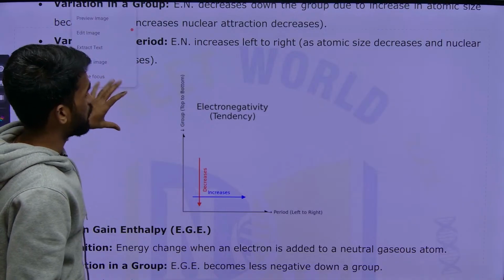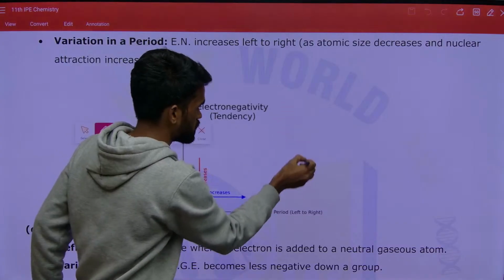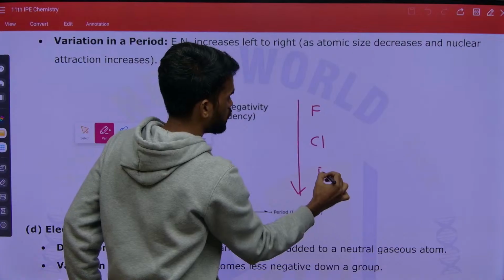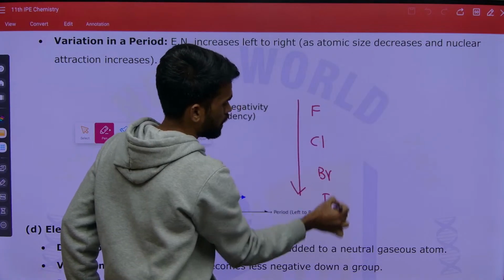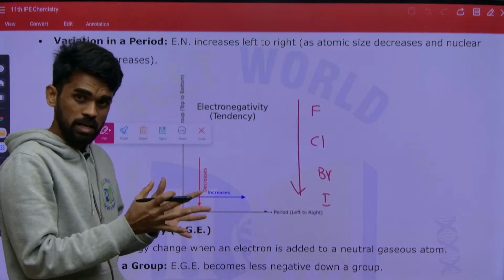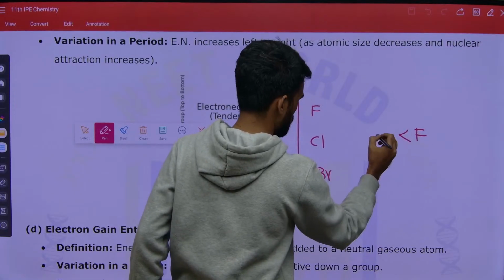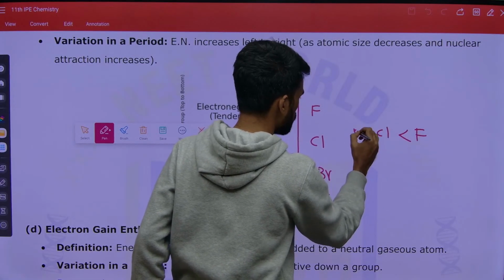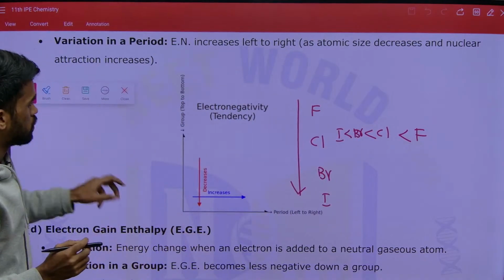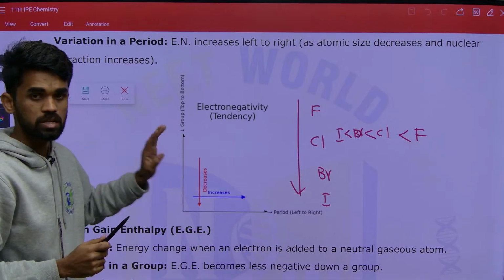Now, how does it vary in the group? Group means you just take a vertical column like this. Okay. So, take fluorine, chlorine, bromine, iodine. These are the elements of the halogen family. So, down the group size increases, so electronegativity decreases. Therefore, fluorine has greater electronegativity than chlorine, bromine, and least is for iodine. So, this is the way you need to express your answer. So, electronegativity decreases down the group and increases across the period, that is it.